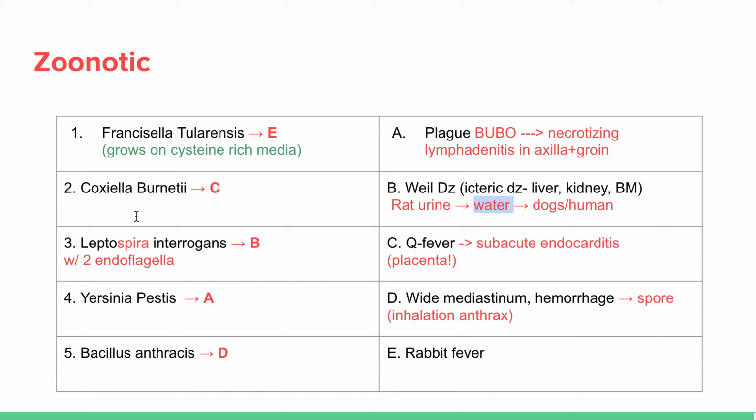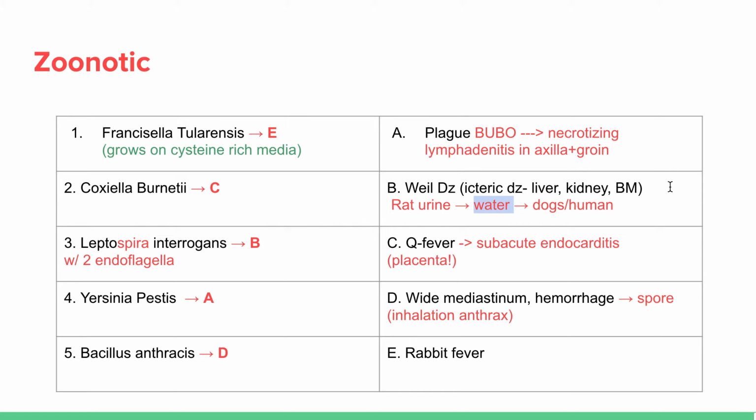Okay, number 3 is Leptospira. Leptospira is a spirochete. It has 2 endoflagella. And Leptospira is interesting because it actually spreads through water. So the rat is going to pee in the water, and from the water it's going to get picked up by dogs or humans. The disease that we see with Leptospira is called Weil's disease. It's an icteric disease, and it can affect the liver, the kidney, and bone marrow.